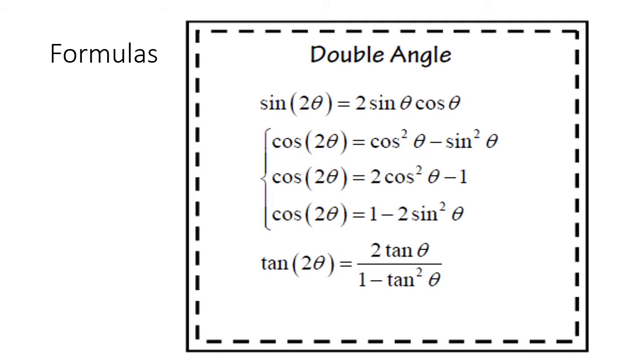If I was doing a problem and I only had cosine, I would use the middle one. If I was doing a problem and I only had sine, I would use the third one. If I had both sine and cosine, maybe I would use the first one. It just depends on what's easiest for you when you're doing the problem. For tan 2 theta, there's only one option, 2 tan theta over 1 minus tan squared theta.